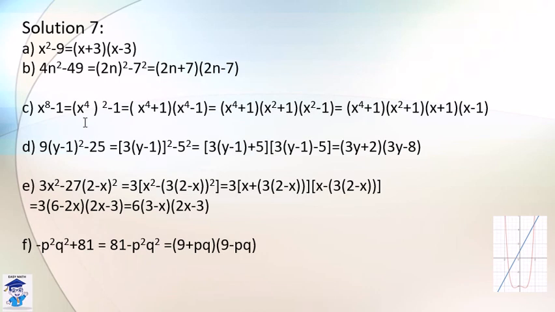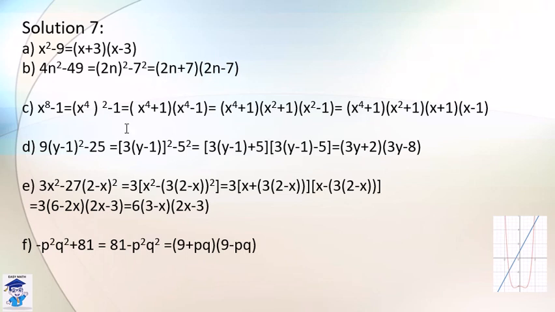And the solution. A, the x squared minus 9, you use the formula to make this x plus 3 times x minus 3. And here 2 squared is 4, and 7 squared is 49, so use the square difference, so we can make this answer 2n plus 7 times 2n minus 7.